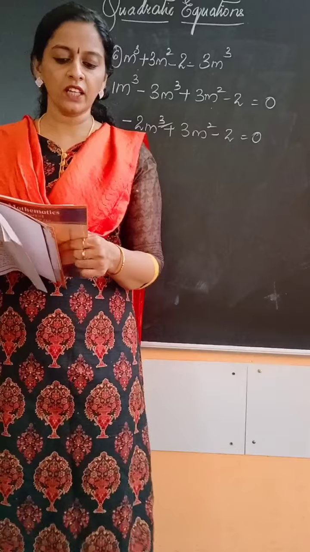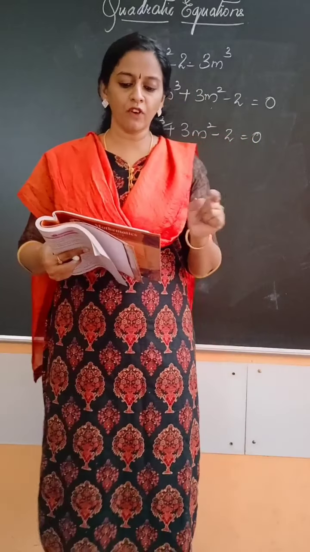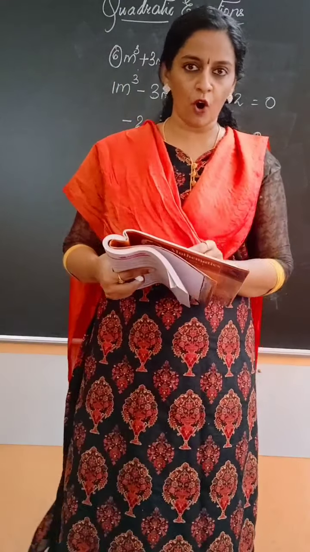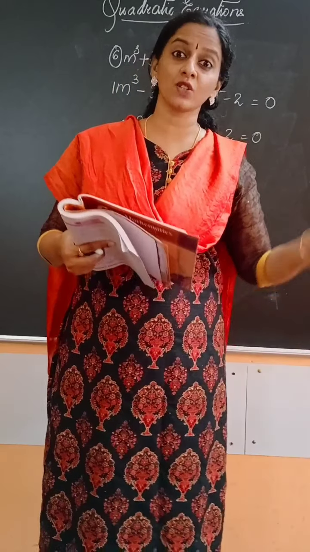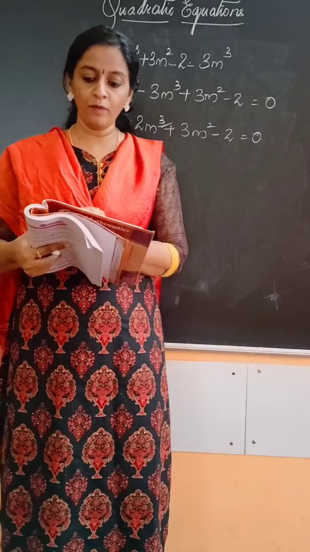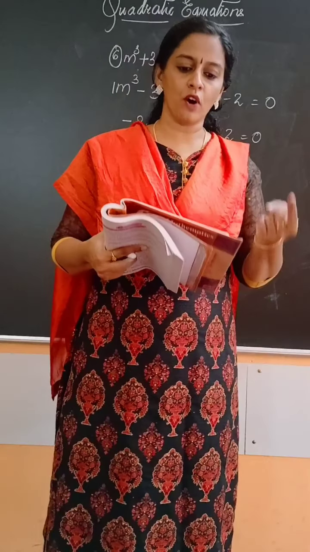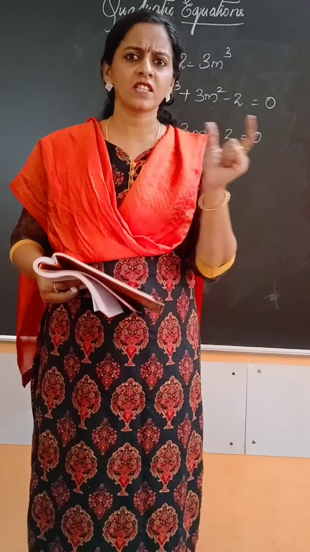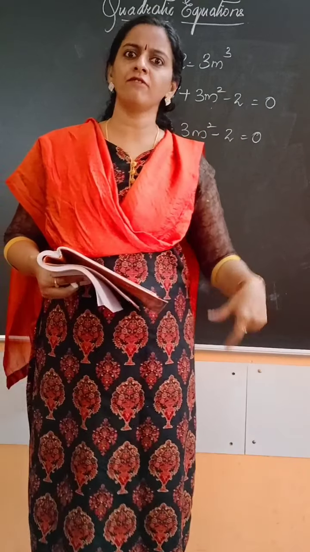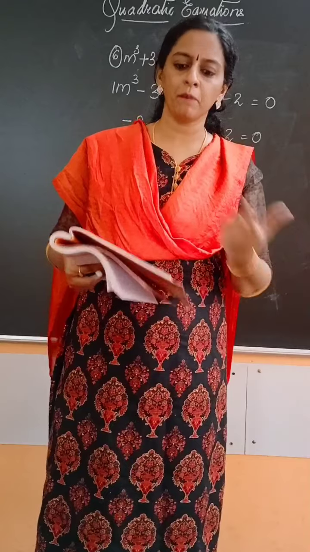Now coming to the third question. Write the following equations in the form ax square plus bx plus c equal to 0. They are asking us to write it in general form, then write the values of a, b, c for each equation. So simple. First the general form will go, then find out the values of a, b, c.